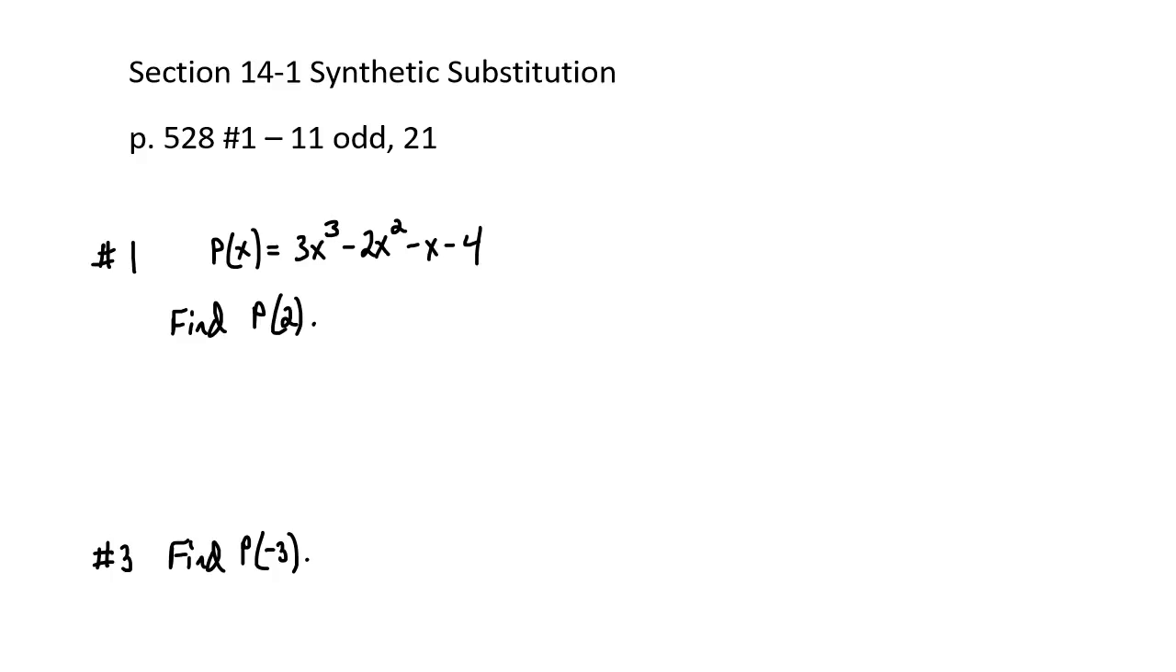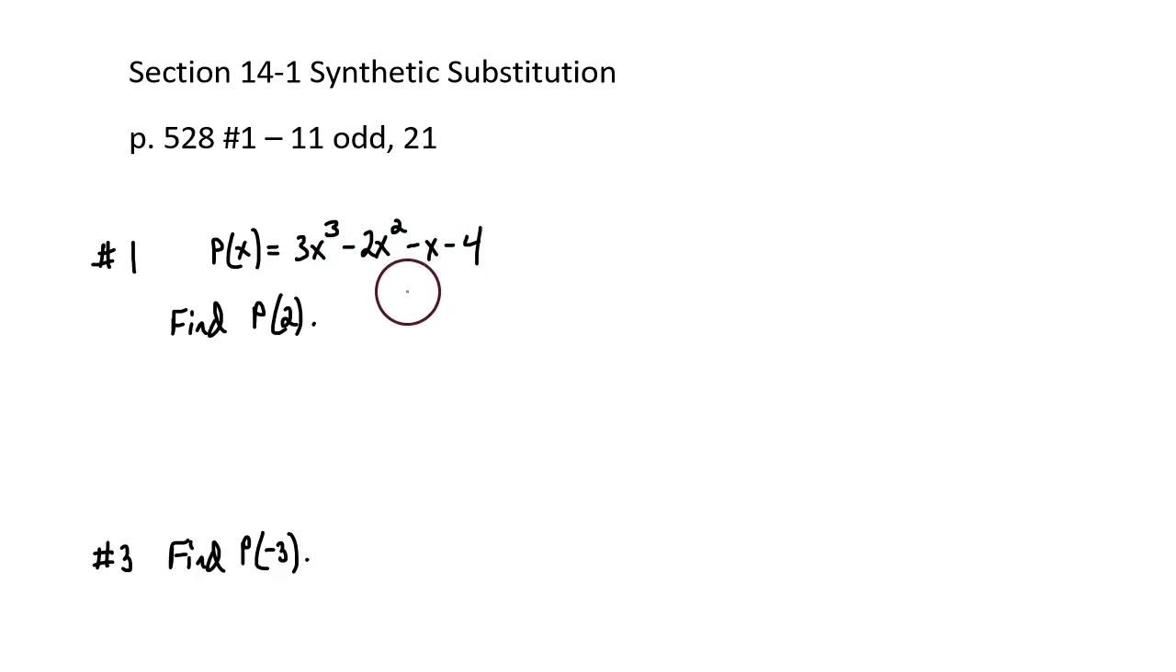Here are the answers for the section 14-1 homework. We're working on synthetic substitution. In question number 1, we're given a polynomial. Take a look at the terms. We have an x cubed, an x squared, an x, and a constant. It doesn't skip any terms.